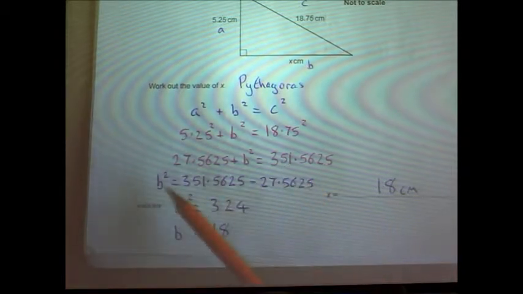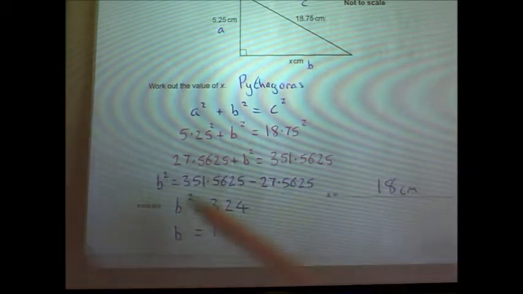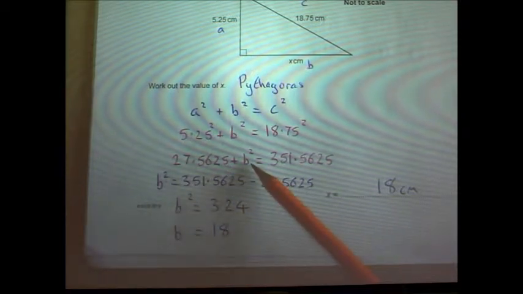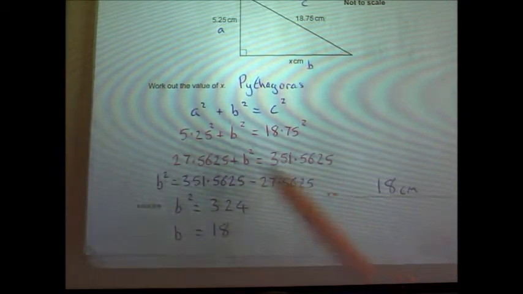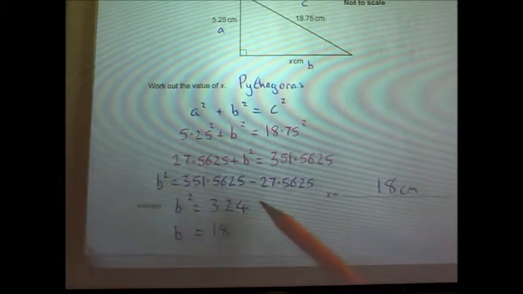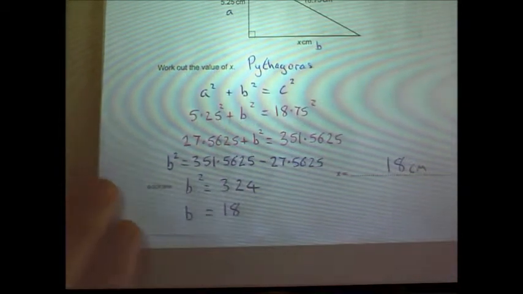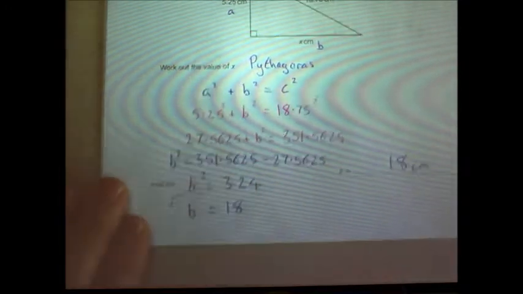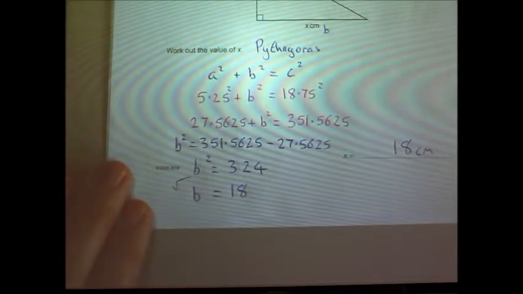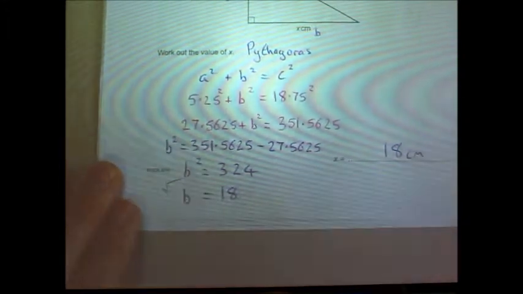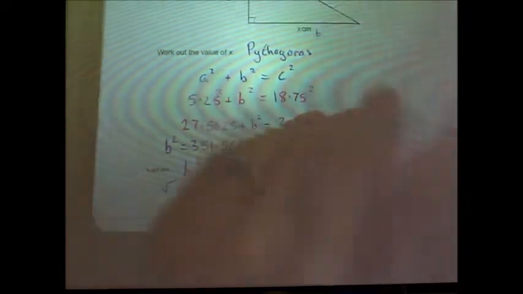Notice how I'm keeping my workings very neatly there, so you can see what's going on during each step of what I do. So to get B squared, you've got to do this one, take away this one. So that leaves me with 324 for B squared, and obviously to find B, I need to square root 324, and that will give me 18. So the answer is 18 centimetres. That's a Pythagoras question. It's finding one of the shorter sides. I hope you're okay with that.